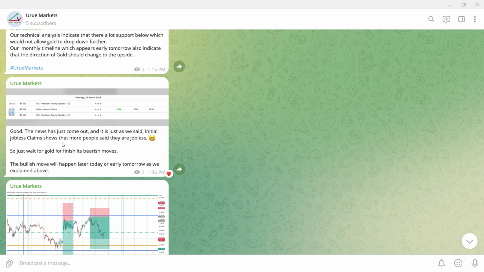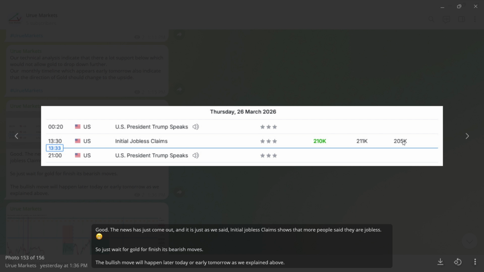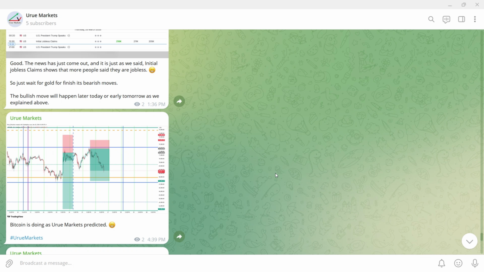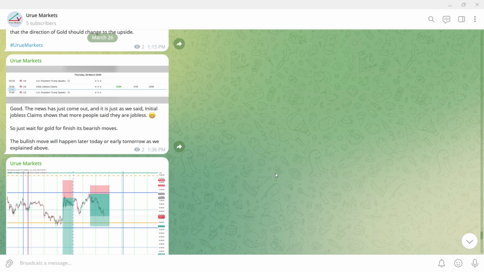Initial jobless claims show that more people said they are jobless, right there. It was 205,000 before. It became 210. Look at that. That is it. Okay. So with our technical analysis, we can actually predict the kind of news that is coming out. We can do that.